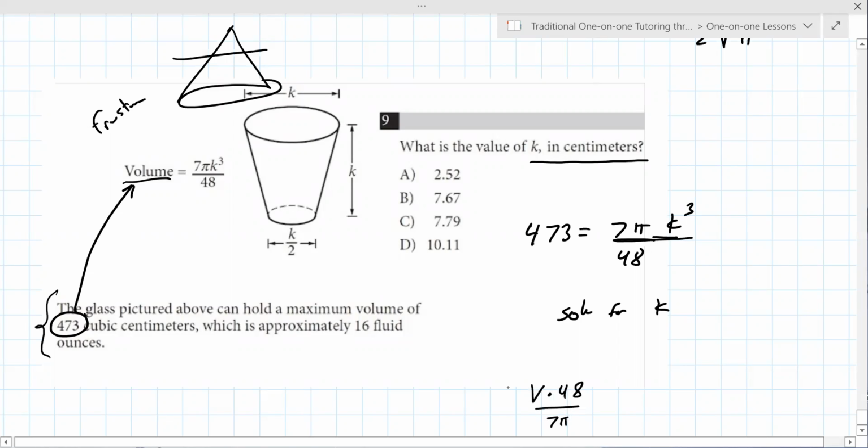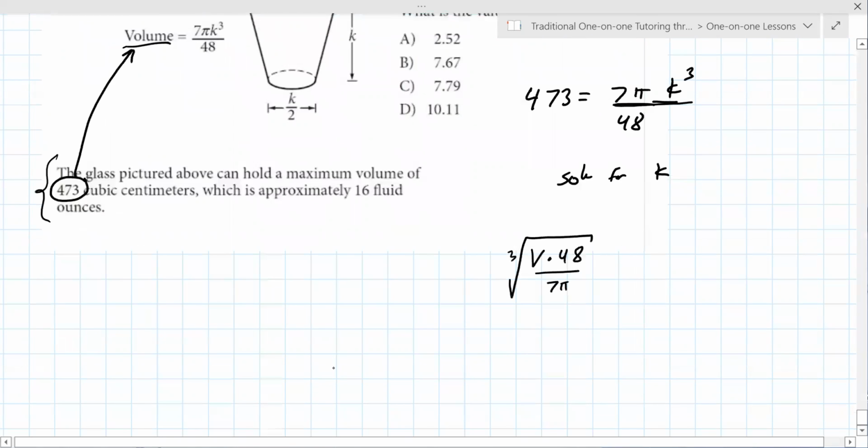Okay. So now you have to be able to enter that in your calculator. The way with yours you would do it is: parentheses 473 times 48 divided by parentheses 7 times pi, close parentheses, caret 1 divided by 3. There probably is a cube root, but this would also work.